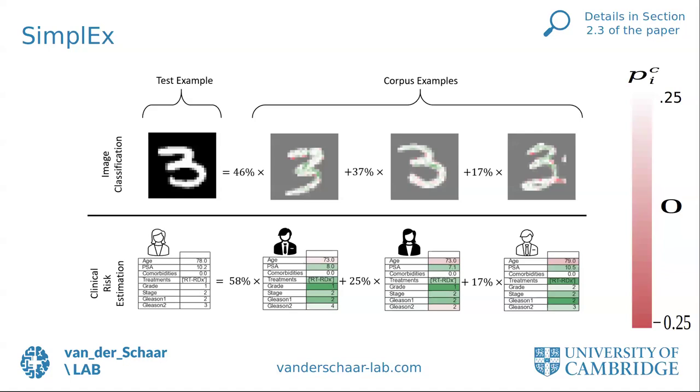We can see that not only are the ages relatively similar in the clinical risk estimation here, we can see that that's actually not super important to the model, whereas the fact that in the first 2 examples from the corpus, they've got the same grade, prostate cancer in this case, as the test example, that is a much more important feature. So we're considering the similarity there to be more important than the similarity elsewhere.